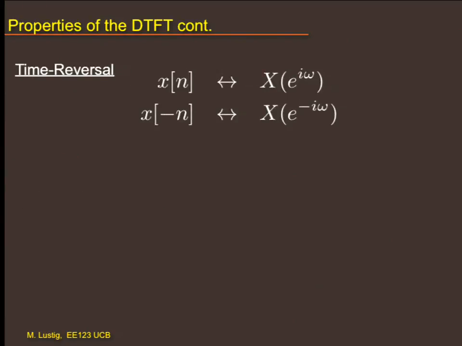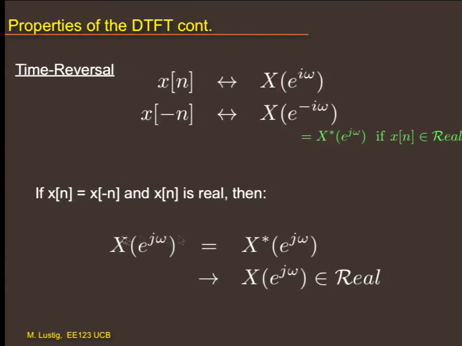Okay. Other properties: time reversal. If you flip the sign on your n, so you flip your signal, you also have a negative in your Fourier transform. That's really nice. And if x is actually real, this is also equal to the conjugate. If a number is equal to its conjugate, what does it mean? It's real. That's right. So that means that the Fourier transform is going to be real.